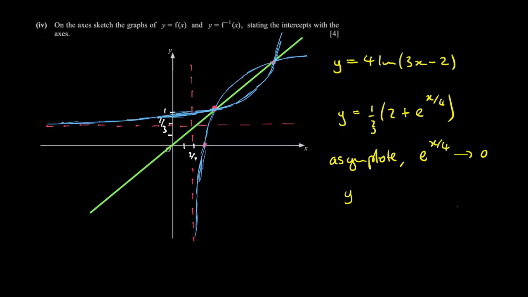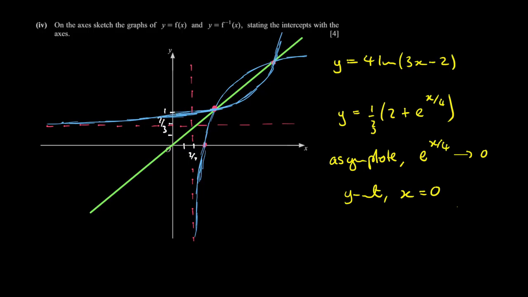The y-intercept, do beg your pardon. The y-intercept is when x is equal to 0. So what's going to happen there? Well, if x is equal to 0, e to the power of 0 is 1. So we're going to get 2 plus 1 is 3, divided by 3 is 1. So we're going to get a y-intercept there.